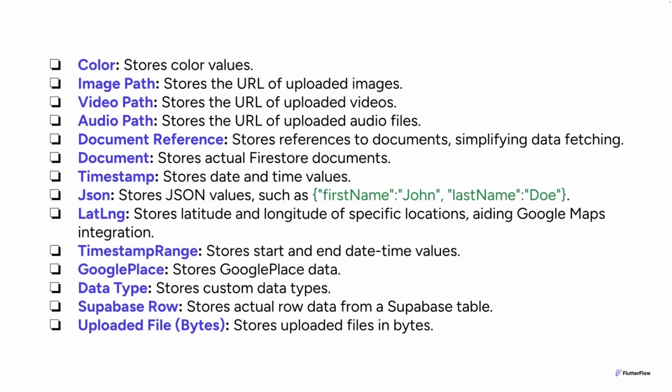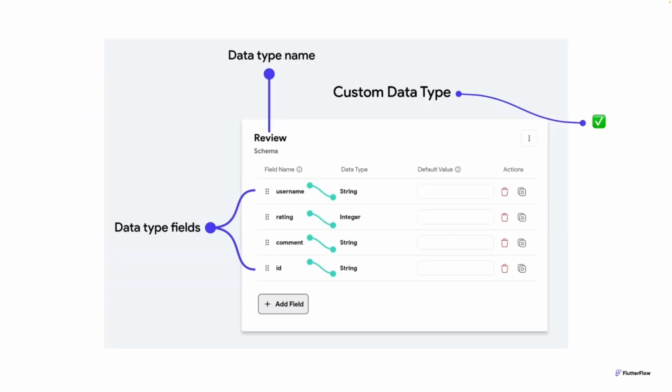But what if you need a data type that is not among these types? You need a custom data type. But what is a custom data type? A custom data type can be especially useful when you need a specific structure for your data that doesn't fit into the predefined types, and this happens very often when building applications. Think of this example. You might create a custom data type for a review in your e-commerce app, which includes several pieces of data like a username, ratings, comments, and an ID.